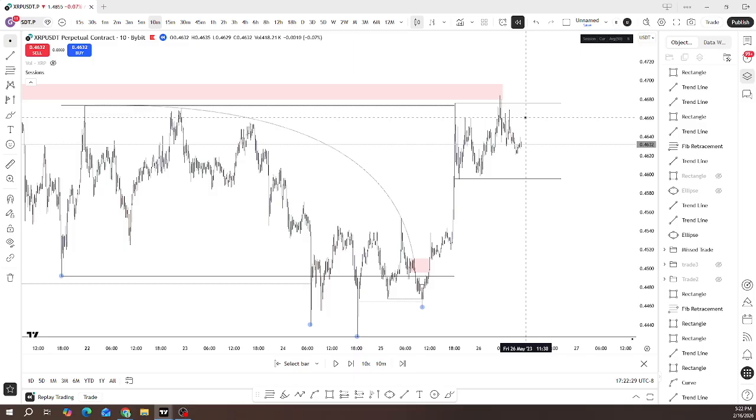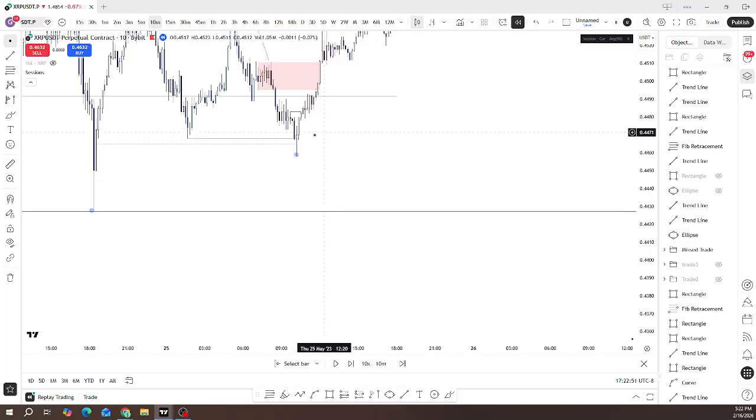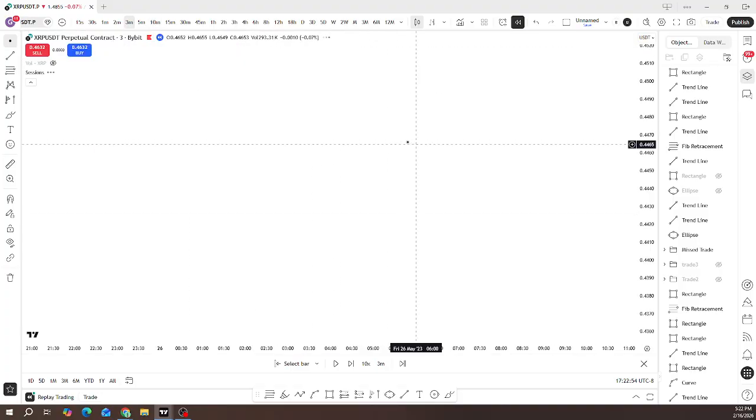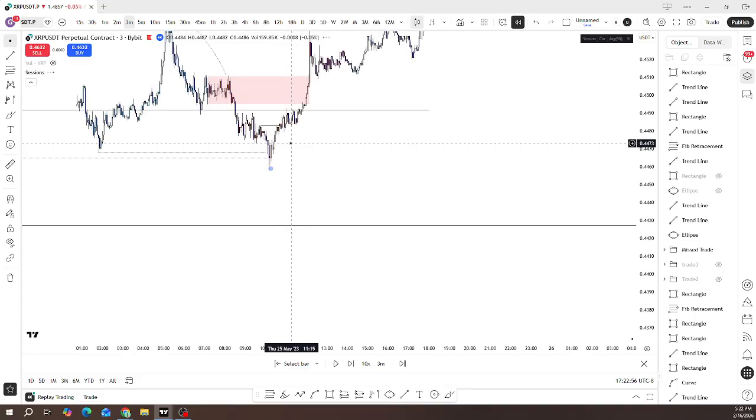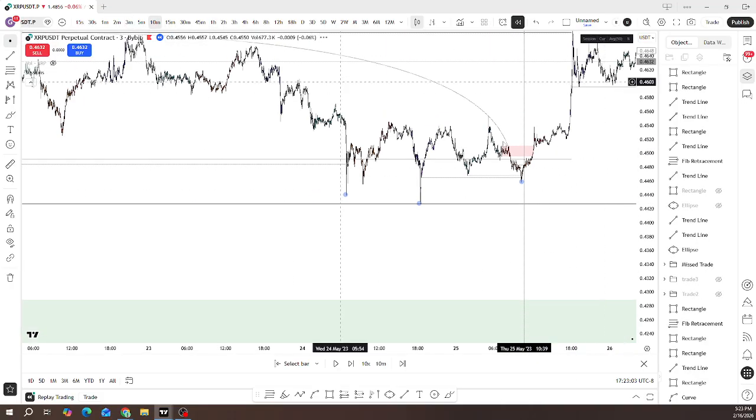So yeah, this was the missed trade on XRP. You can see that clean bottom formation on the 10-minute there. Entry happening right there.